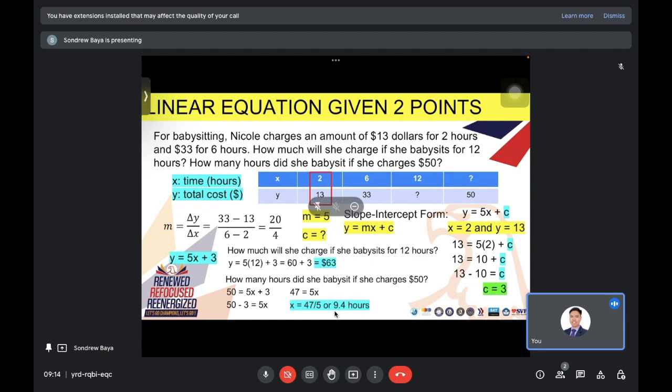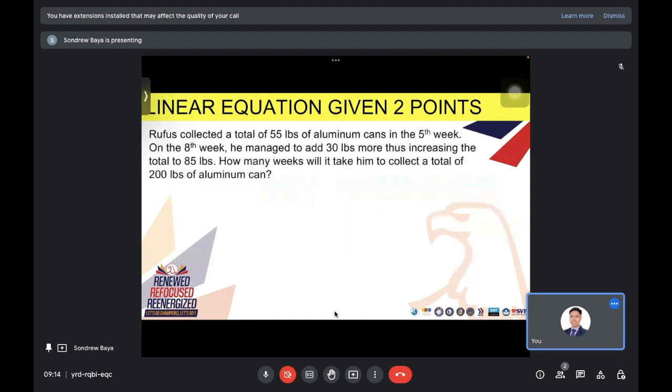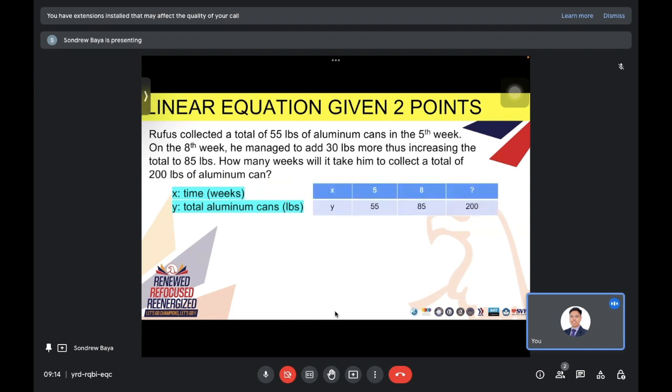So this will be my last example. Again, for my last example, I'd like you to pause this video, read, and understand. From here, we can see that your independent variable is time, which is in weeks, and your dependent variable is the total aluminum cans in pounds. Similarly, if we make the table, these are the data that we can find, no? In 5 weeks, this is the total amount he can collect. In 8 weeks, this is the total amount he can collect. So how many weeks will it take for him to collect 200 pounds?